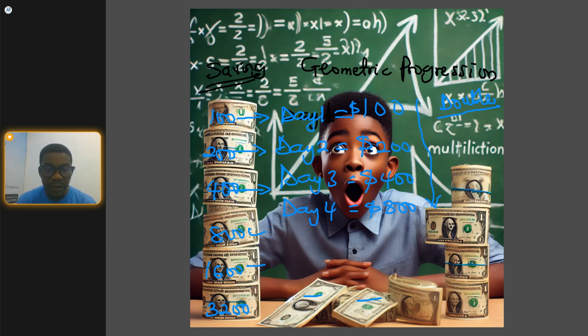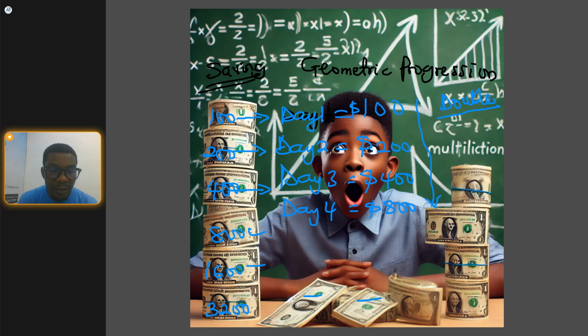Geometric progression. Now, when you look at this, there's something we call common ratio, which we are going to discuss when we continue with the topic. We're going to discuss what common ratio is. But let me use this illustration to explain what common ratio is all about. Now, in geometric progression, we also have T1, which is the first term, the second term, the third term, up to the nth term.